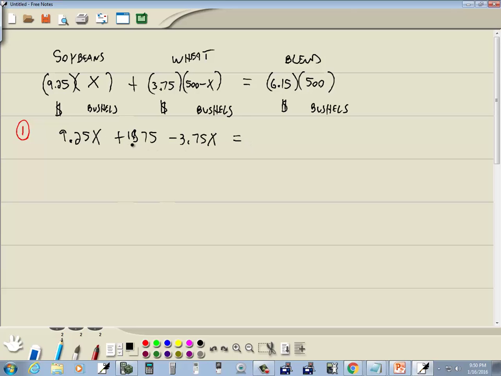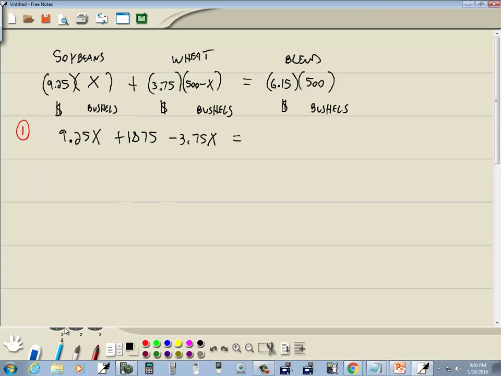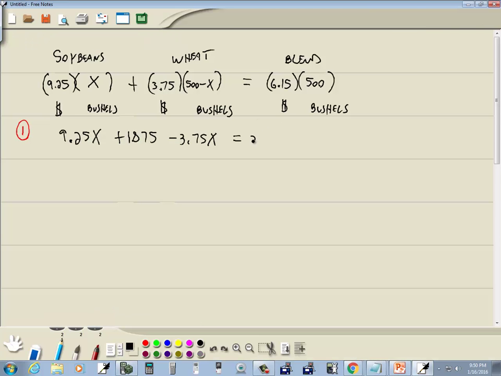Well, that's pretty bad right there. Let's try that again. I can write a little better than that. There we go. And then $6.15 times 500. That's going to give us 3,075.